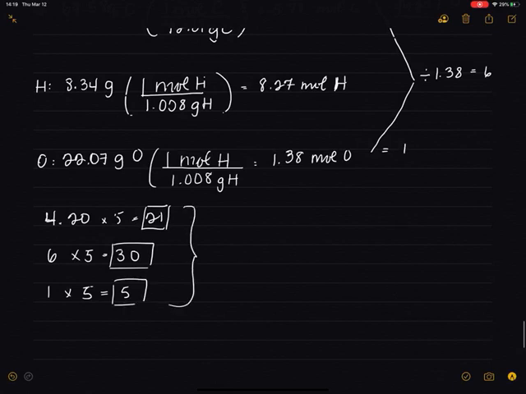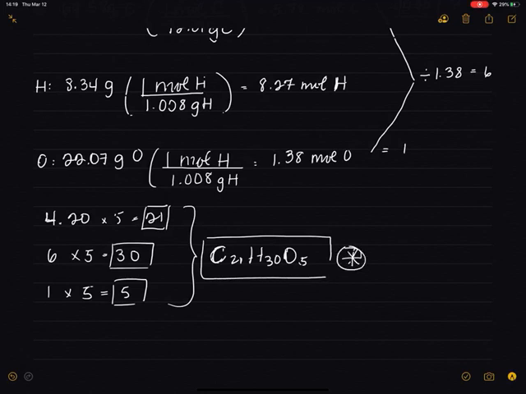Now I have whole numbers. Now I can look at writing my empirical formula. What's the formula for this? C21, H30, O5. And that's our ta-da moment for the problem. Do those make sense?